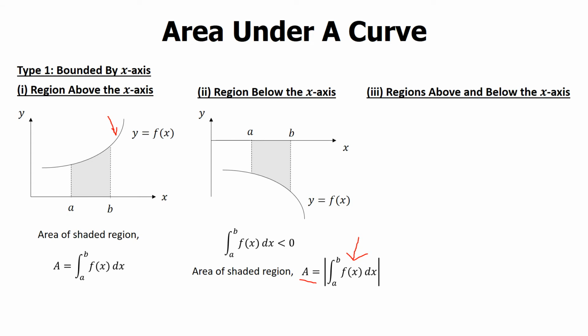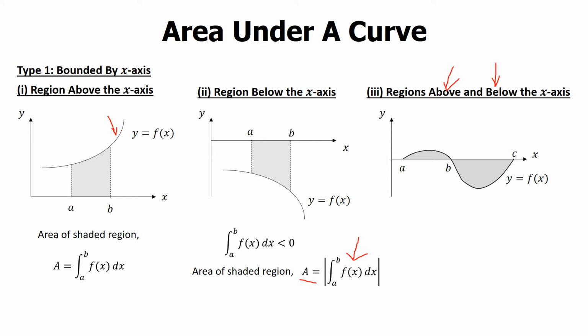Number 3, region above and below the x-axis. Sometimes it involves both sides, above and below. So this is one example of how it looks like. For example, I have a curve with the equation y equals f(x). This is my lower limit a, this is my upper limit b, and another limit c.